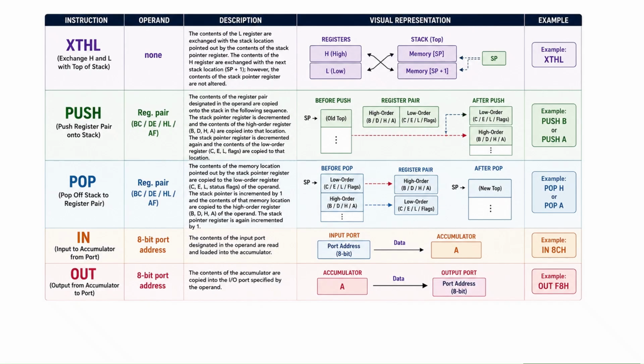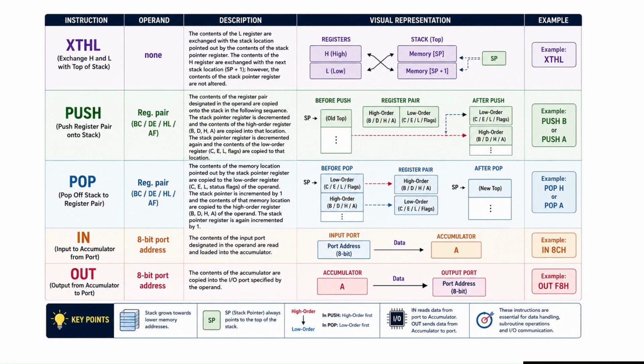Here is the key point that you have to remember: the stack grows towards lower memory addresses. It means the stack will start at a higher address, and SP will always point to the top of the stack. In push, the higher order is stored first and in pop, the lower order is retrieved first. IN reads data from the port to the accumulator and OUT sends the data from the accumulator to the port. These instructions are essential for data handling, subroutine operation and I/O communication.